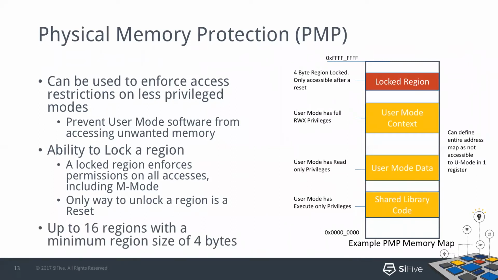So the physical memory protection scheme defined by RISC-V supports up to 16 regions with a minimum region size of 4 bytes. So it's quite flexible in the amount of regions and size of those regions that it allows you to implement.